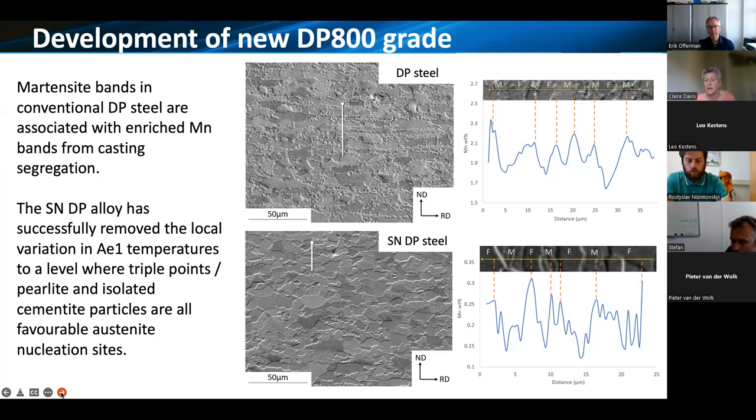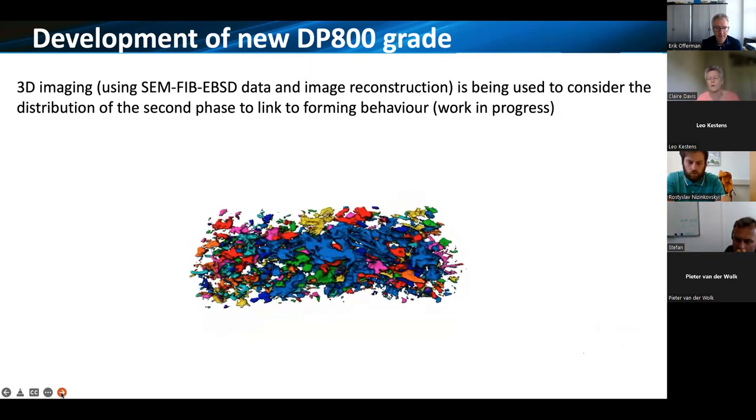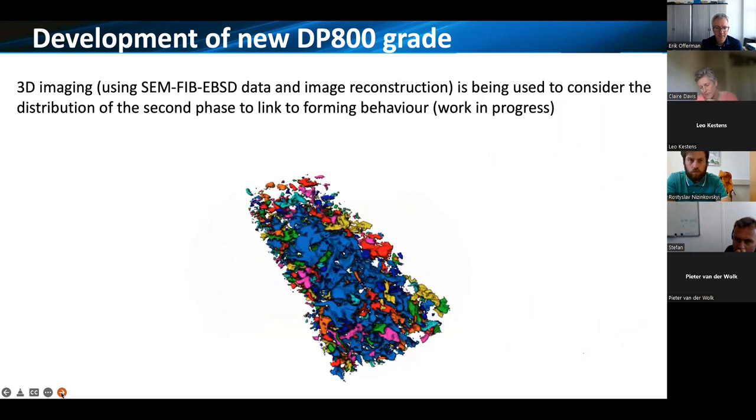And interestingly, for this segregation-neutralized DP steel, we see much lower manganese levels, because we had purposefully taken out manganese, but we see peaks both in martensite and in ferrite. So there's no preferential phase distribution within these two regions. So it looks like we're achieving what we set out to do.